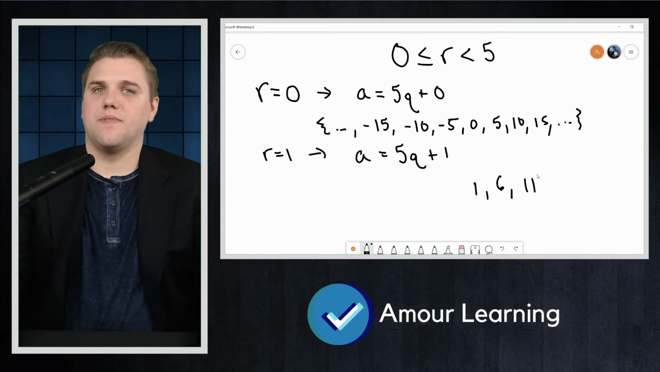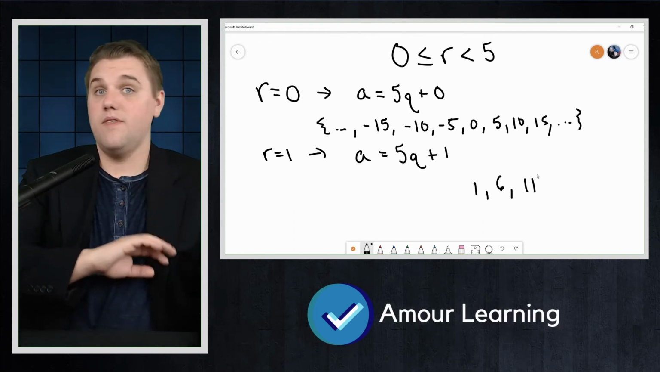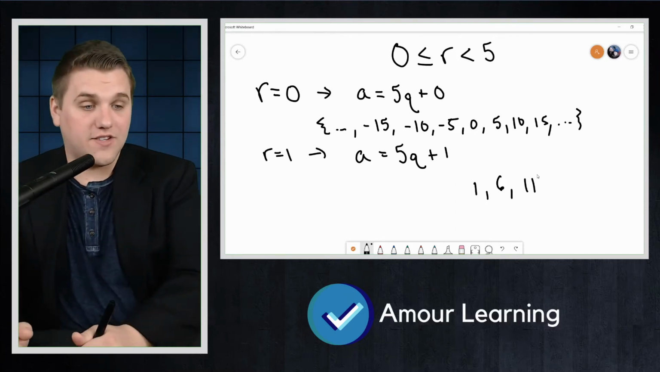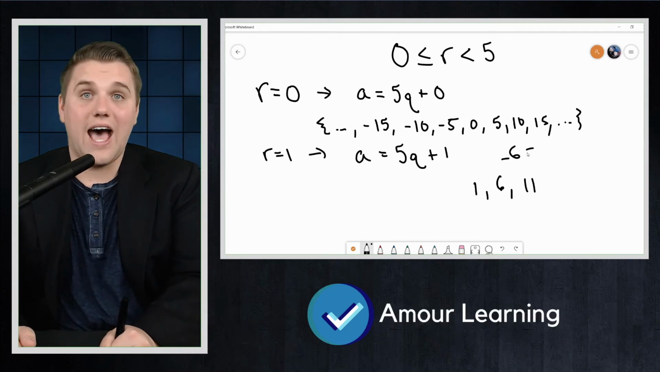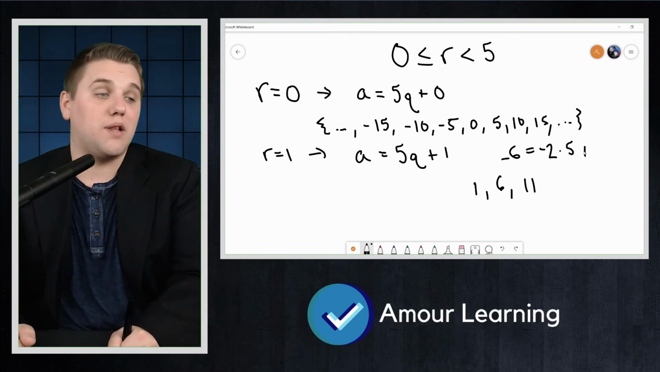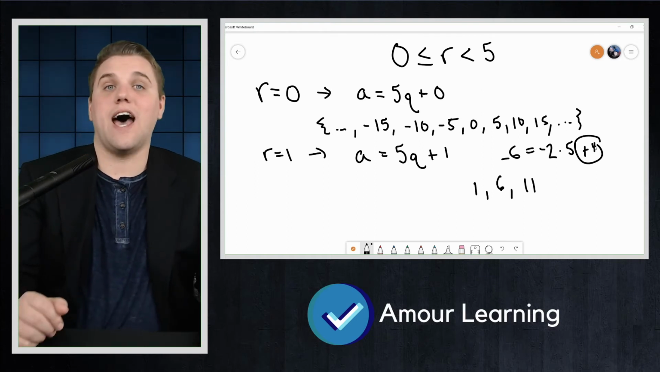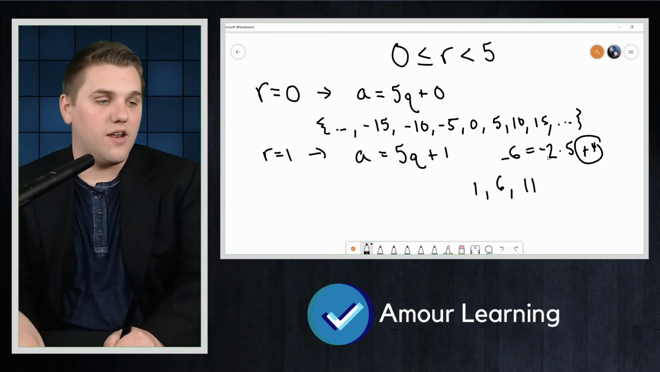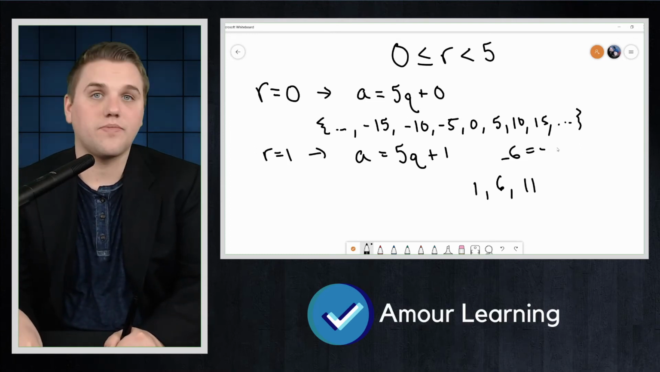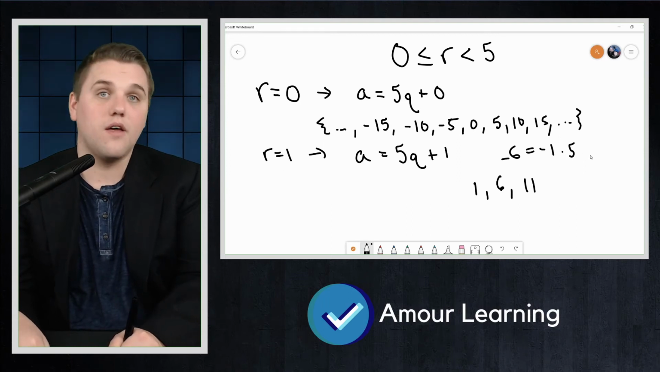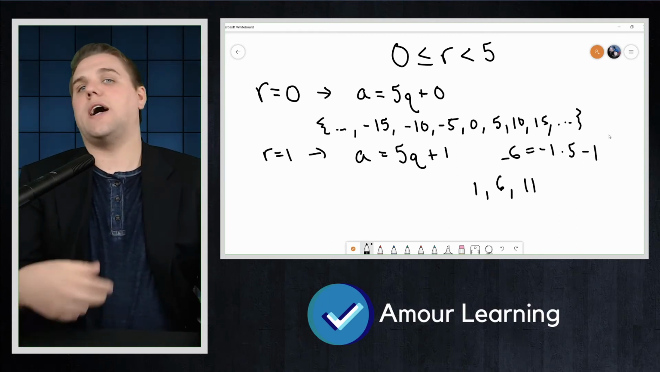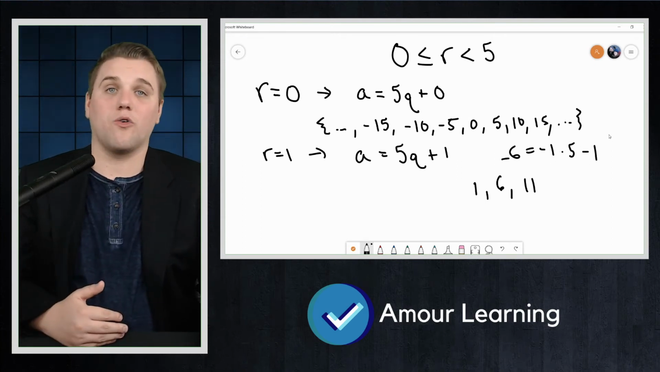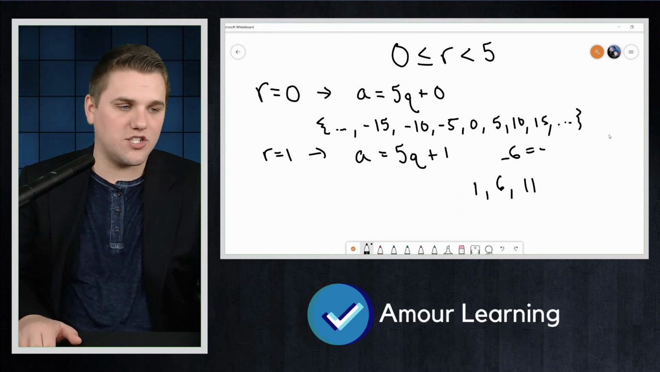What about the negatives? Here we must be careful. Negative 6 does not have a remainder of 1. We can write negative 6 as negative 2 times 5 plus 4, meaning that the remainder in this case would be 4. Or maybe we have negative 6 equals negative 1 times 5 minus 1. But only one of those is a correct instance of the division algorithm. So negative 6 is not in this remainder class.